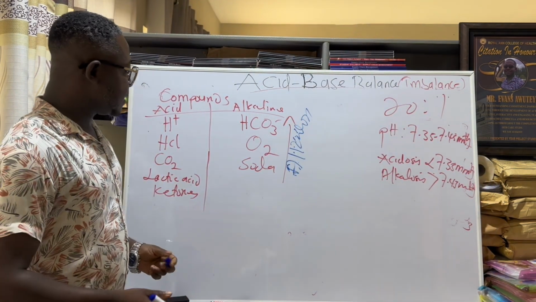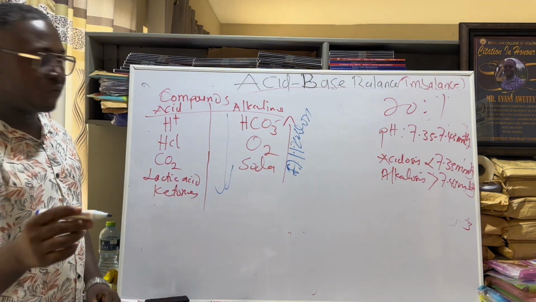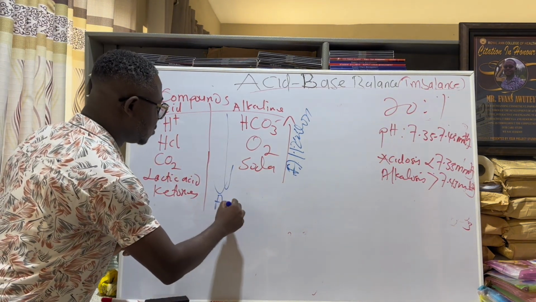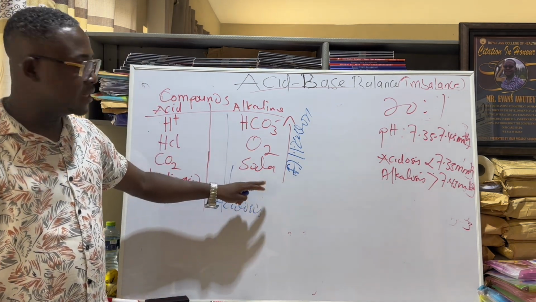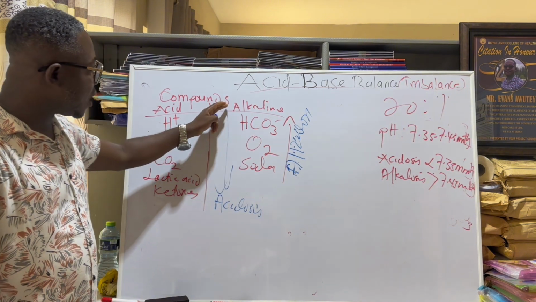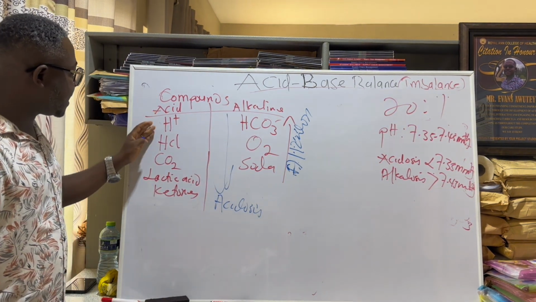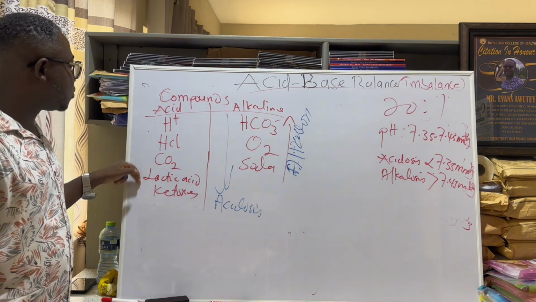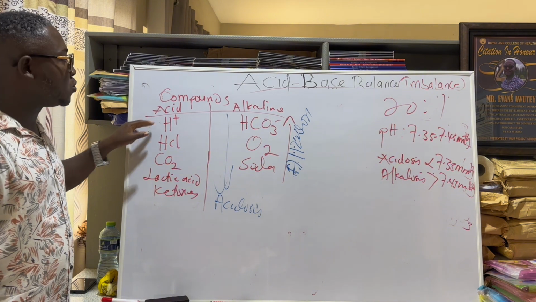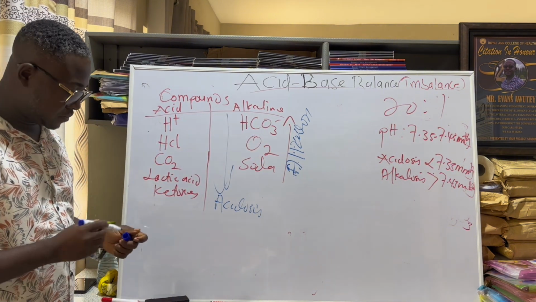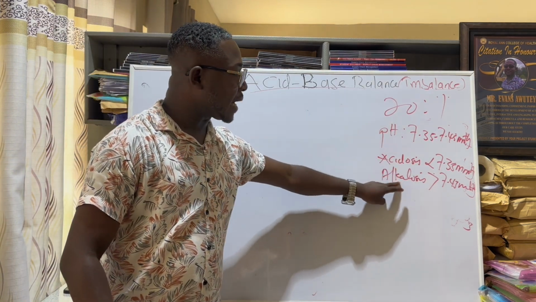That also means that anytime these substances come down, we are heading towards what? Acidosis. When the alkaline substances are high in the body, it will lead to alkalosis. But when they are low in the body, it can lead to what? Acidosis. In the same way, when these acidic substances are high in the body, it will lead to what? Acidosis. But when they are low in the body, it will lead to what? Alkalosis.